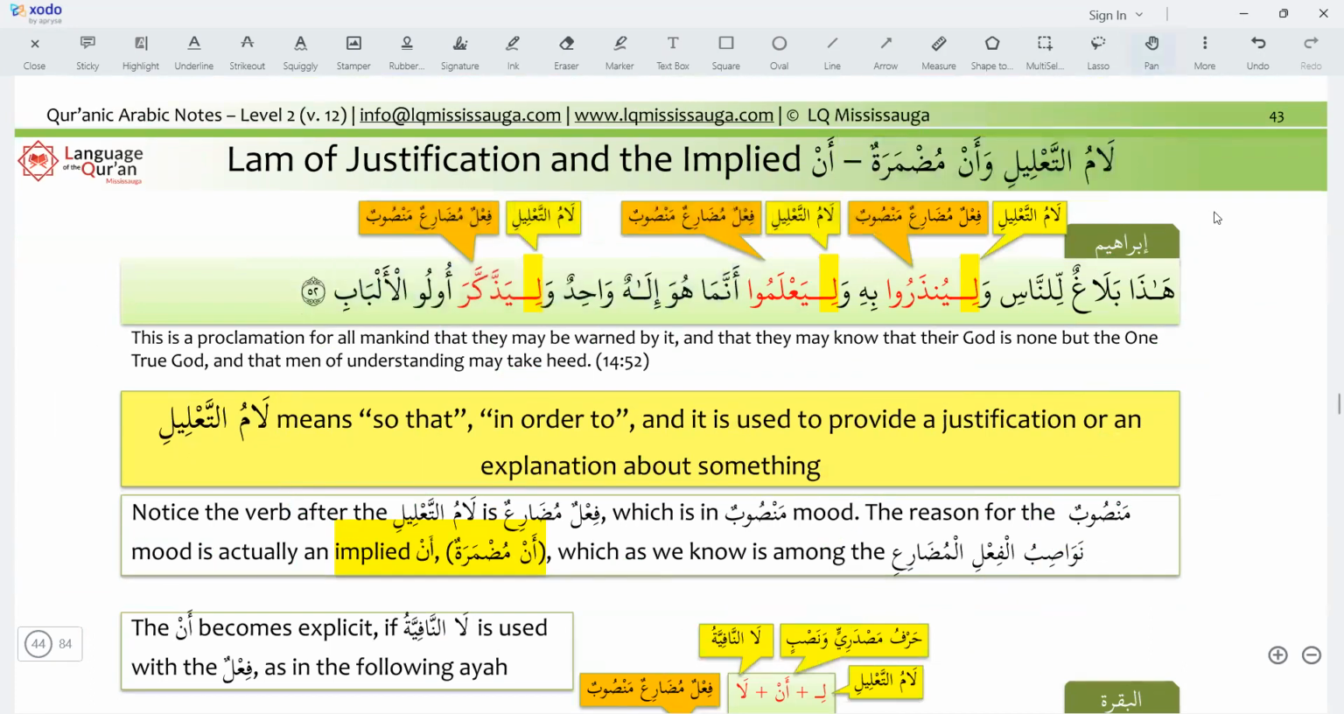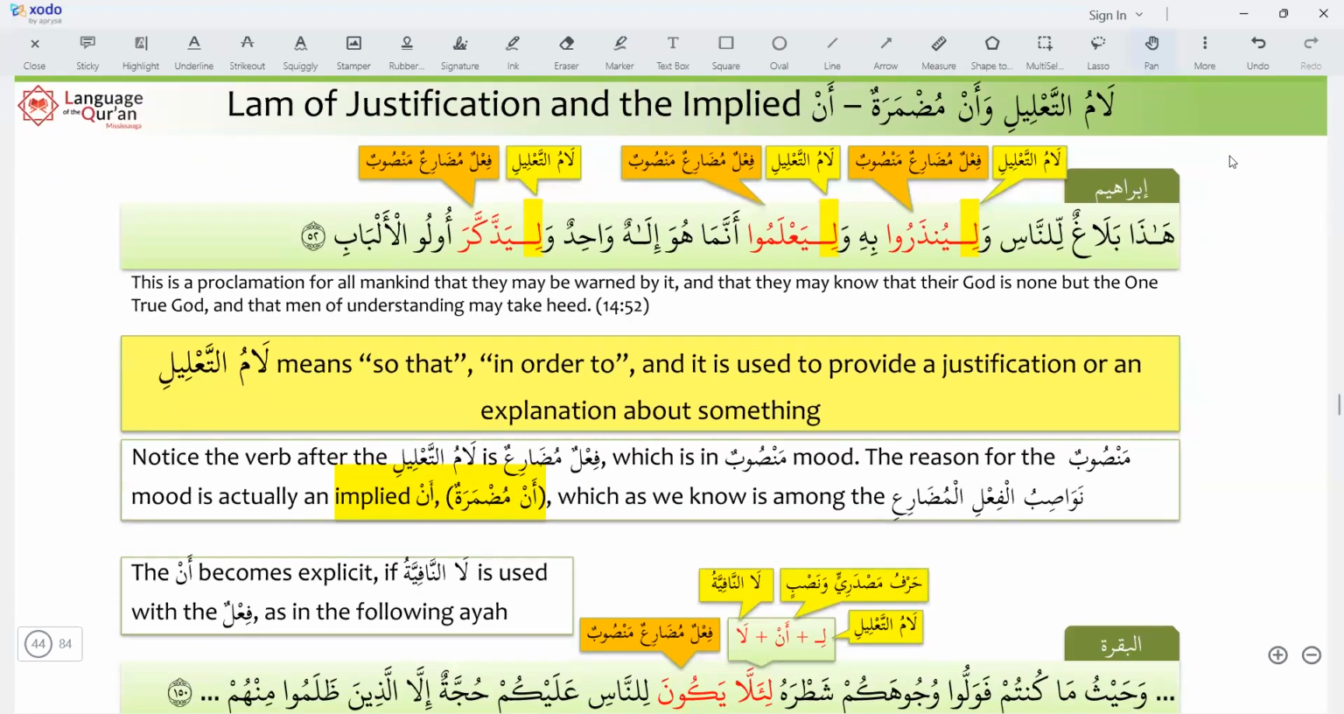And this is lamul tahlil. We will learn about the lamul tahlil later. Here we will learn its use. When there is a lamul tahlil, an is hidden in it. An is implied in the lamul tahlil. We have just learned that an is a particle of nasab. So this particle of nasab an is already implied in the lam of ta'lil.